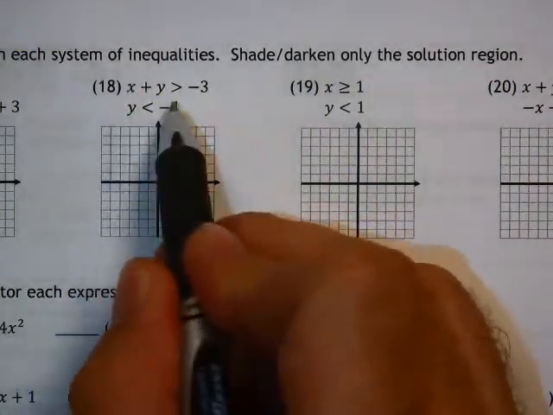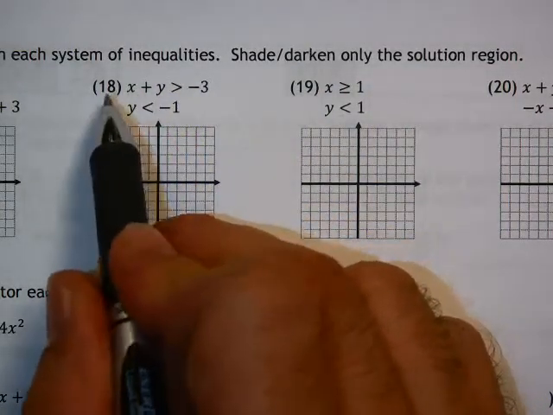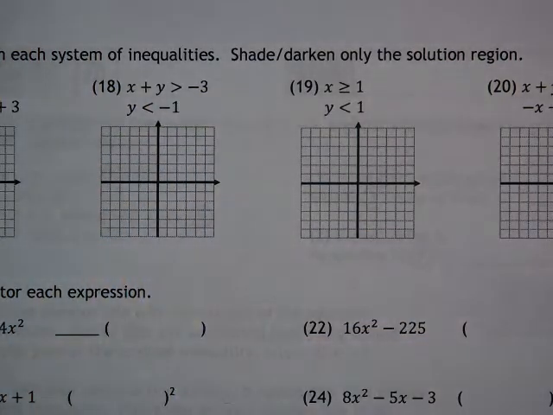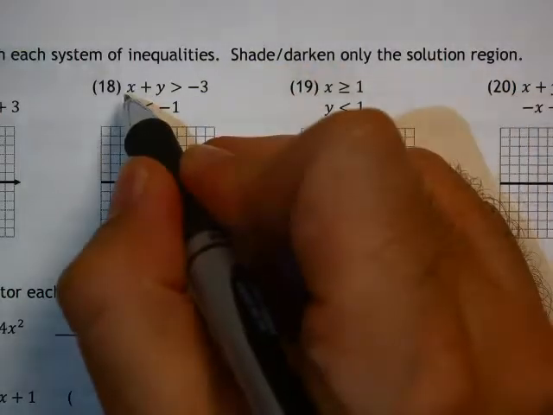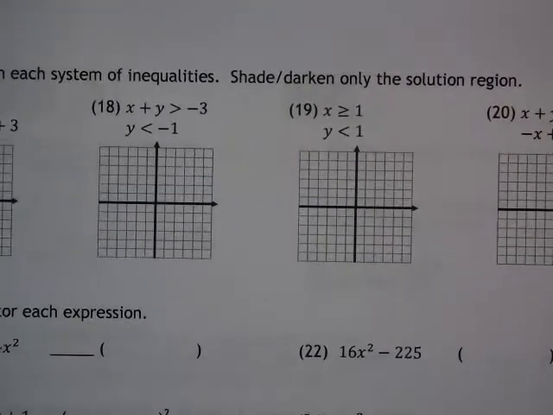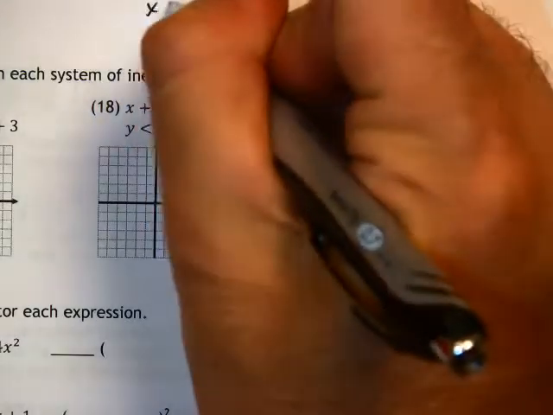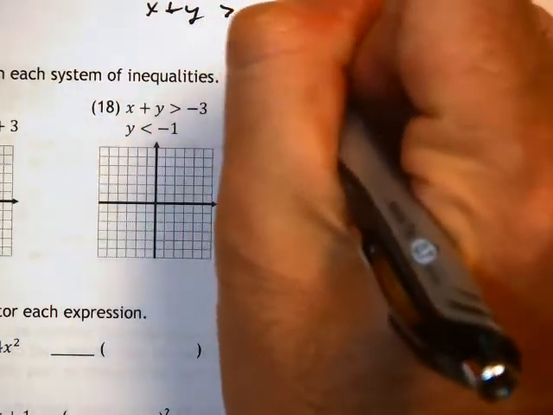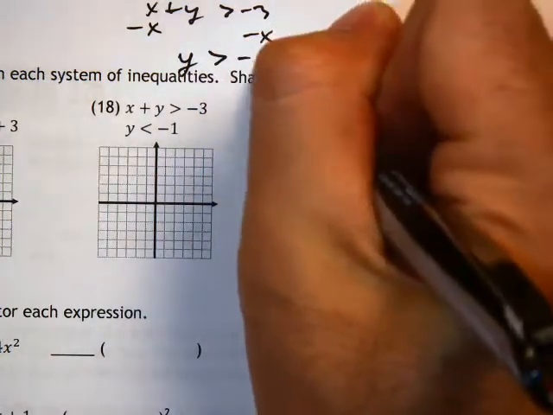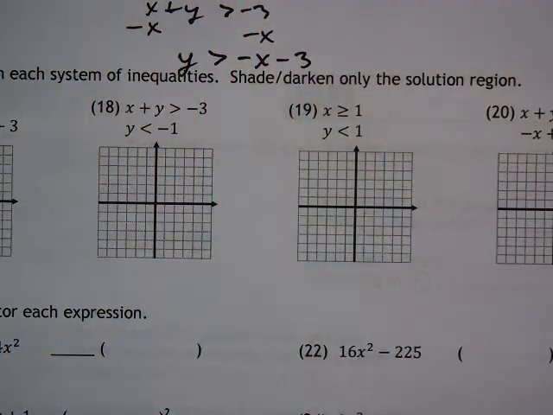Now in this first one, I have x plus y greater than negative 3. What I want is y by itself, so it's in slope-intercept form. I'll show the work up here. I'm going to move that x to the other side. So it starts as x plus y is greater than negative 3. I'm going to subtract the x. So I'm left with y is greater than negative x minus 3.